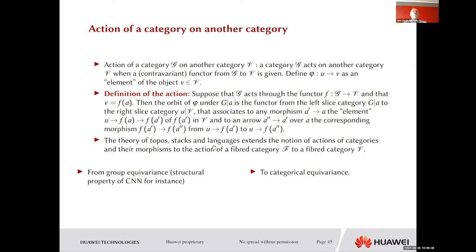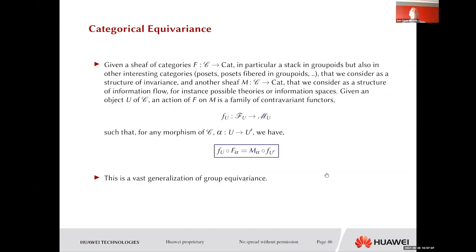And so in this case, the theory of topos, stacks, and languages will extend the notion of actions of categories and their morphisms to the action of fibered category F to fibered category B. And in fact, from group equivariance, which is represented in the structural properties of CNNs, for example, we will go to categorical equivalence. Okay?